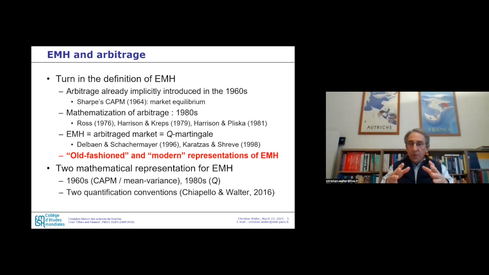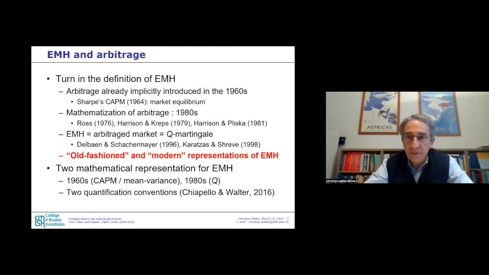So, in this global view, there are two representations of EMH. One could be called the old-fashioned way of thinking EMH, and one could be called the modern way of thinking EMH. These two frameworks correspond because it's the same concept which is alive in the background of these formats. But the way of understanding EMH with one or the other framework has different consequences for practices. If we think EMH with the CAPM and P, we will not do the same thing as if we think EMH in the Q world with the arbitrage pricing and the martingales.